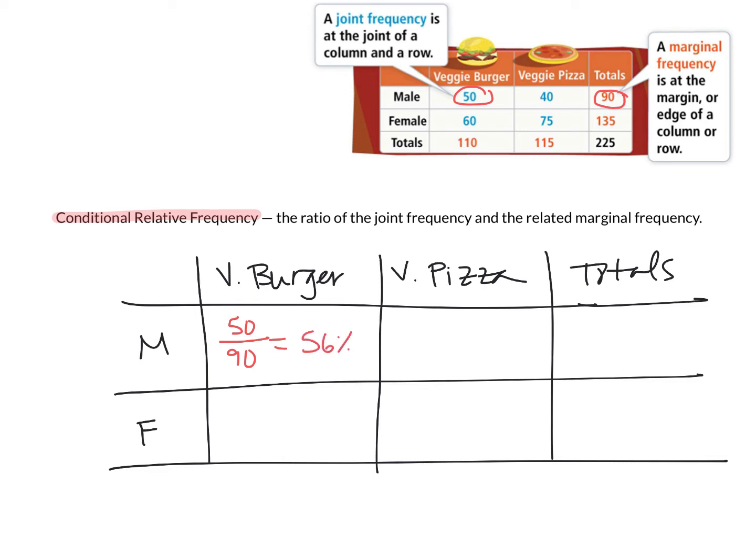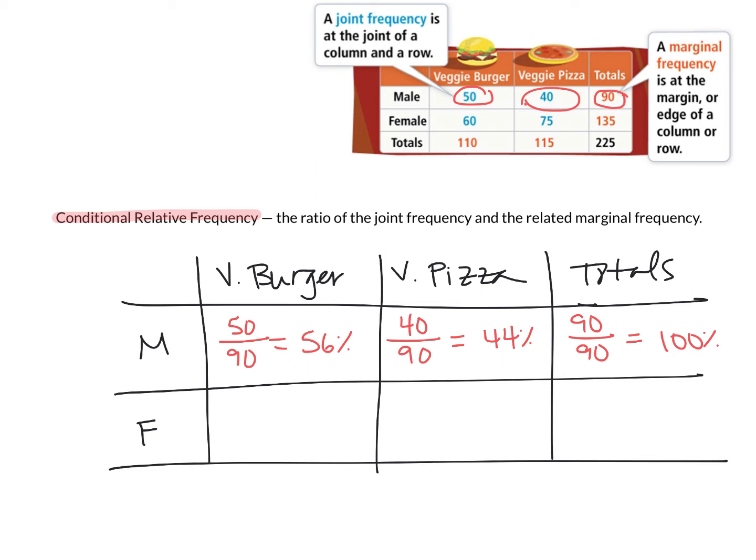Now, how many males chose veggie pizza? 40 chose veggie pizza out of the 90 total males. So we're on the condition that we're only looking at what the males were choosing, not in relation to the females as well. Now 50 plus 40 gives us 90 over 90. That is 100% of the males chose either veggie burger or veggie pizza.